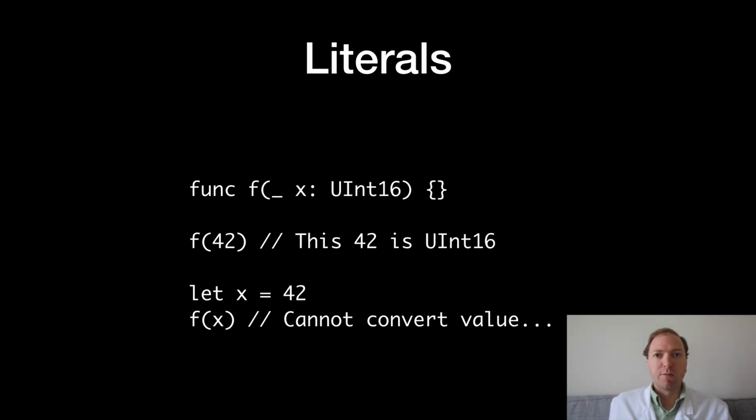Literals can be used to express other types besides the default types. For example, this function takes a uint16. When calling it with a 42 literal, that literal is interpreted as a uint16, not an int, to match the parameter type. If you had a variable of type int, passing that variable would result in a type error. The default types are special, but the rest are not. You can make your own types do the exact same thing as uint16 here. You do this by conforming to the appropriate protocol.